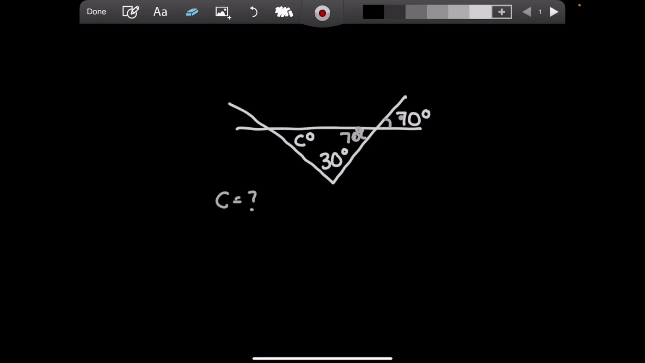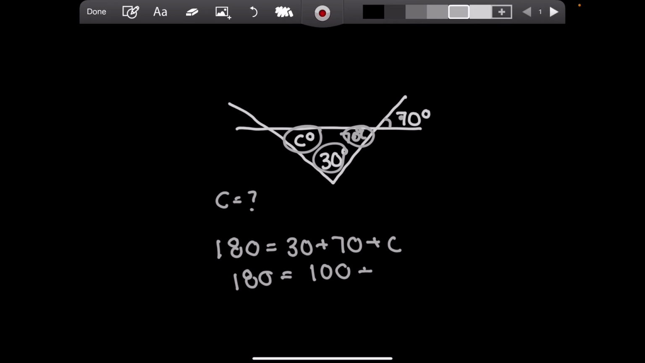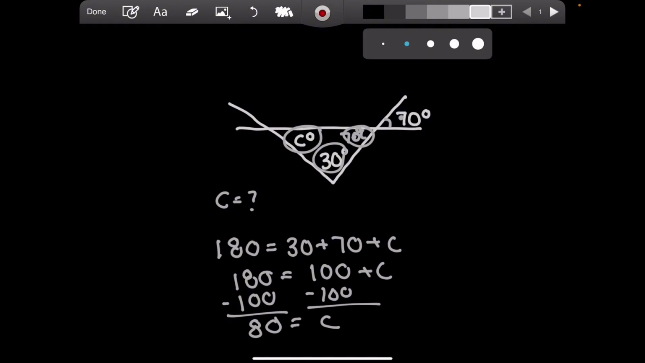Very simply, we know that a triangle once again equals 180 degrees, and that is going to be this angle plus this angle plus this angle. So we know 30 plus 70 plus C. And what we could do is just add these up to give you 100, and then 180 equals 100 plus C. Basic algebra, you can subtract, and then you'll get 80 equals C.